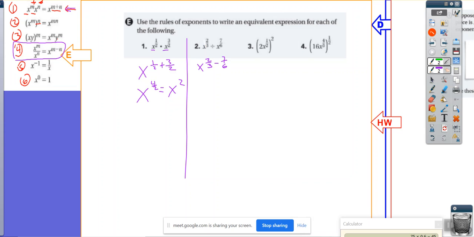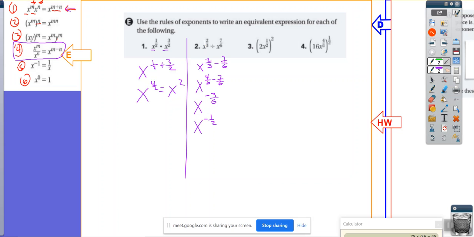So then, I can't subtract things that have different denominators. So 2/3 is the same as 4/6. So we have x to the 4/6 minus 7/6. Well, we still have to subtract. So we get x to the negative 3/6. Well, negative 3/6 is equal to x to the negative 1/2.